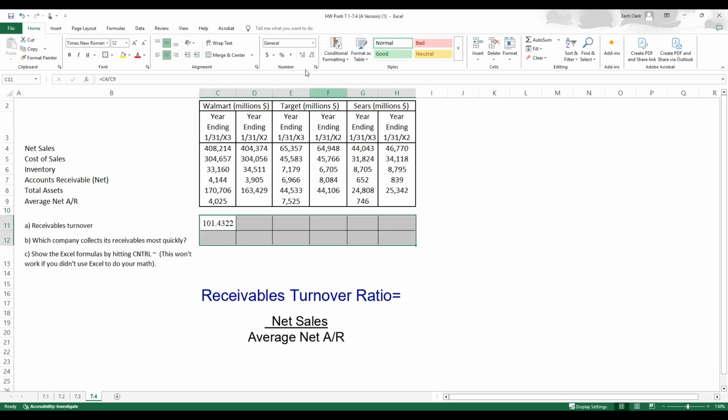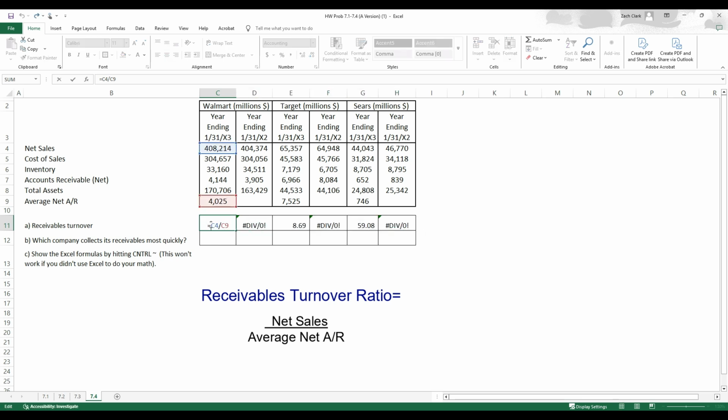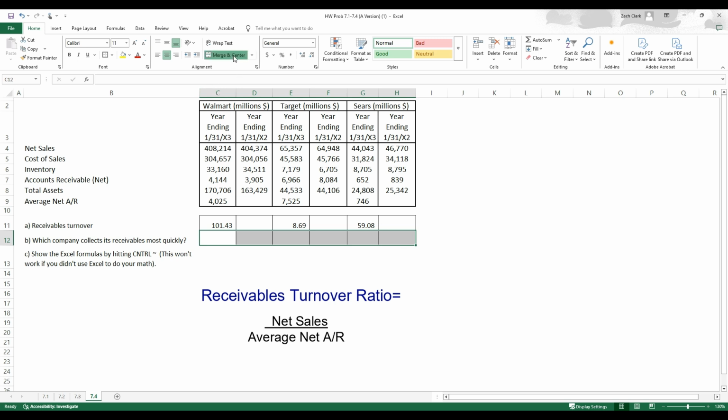And when we do that, we get 101.43. I don't like the way that's formatted. Let me just do Calibri 11. Okay, and I'd rather have just 2 decimal places, that's fine. And then I just dragged it across, but we only really need it for the current year. And so again, we're saying how many times does our receivables turn over? And from this information, this is interesting.